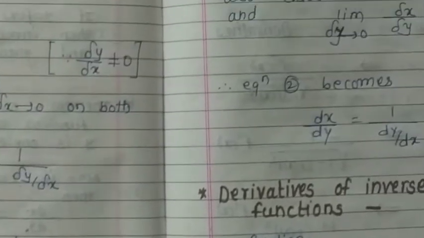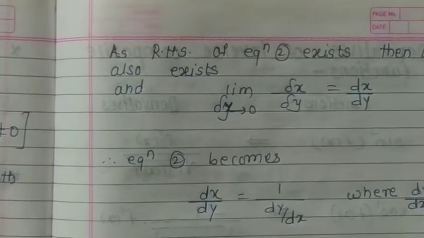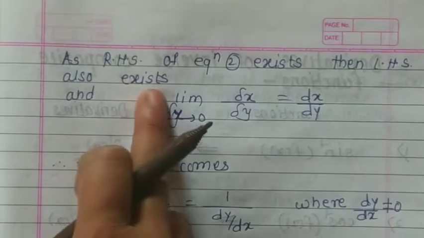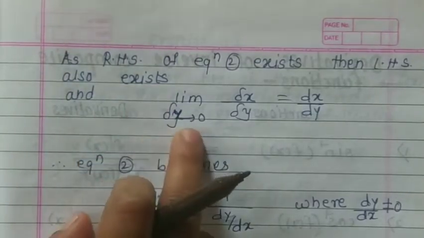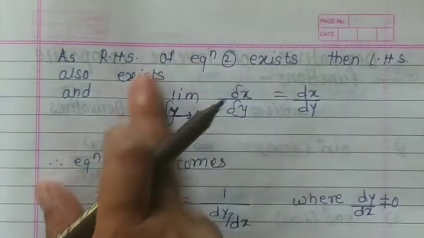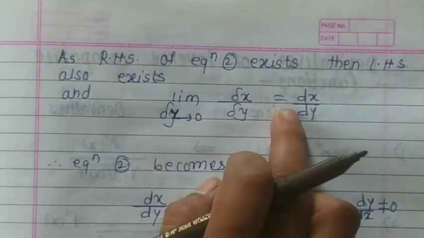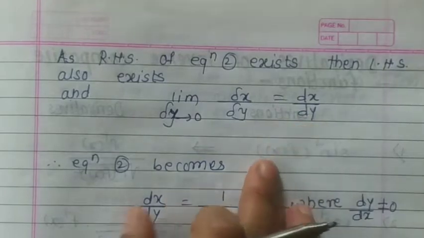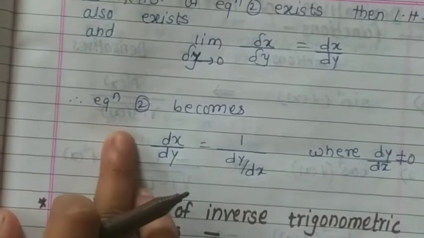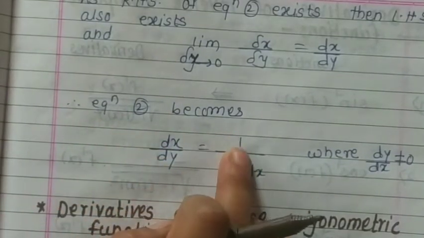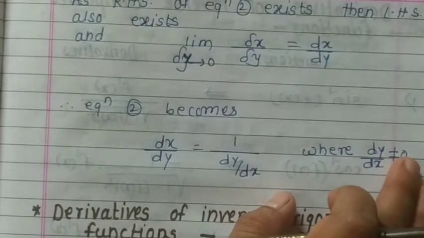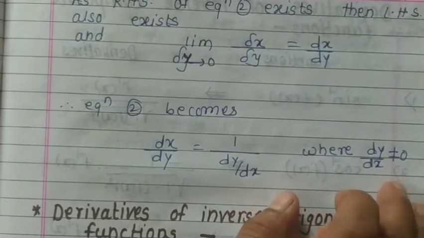Therefore, as RHS of equation 2 exists, then LHS also exists. Therefore the limit delta y tends to 0 of delta x upon delta y exists, and which is equal to, by Leibniz notation, it can be expressed as dx upon dy. Substituting this value in equation 2, equation 2 becomes dx by dy is equal to 1 upon dy by dx, where dy by dx is not equal to 0. This is the proof of the theorem.